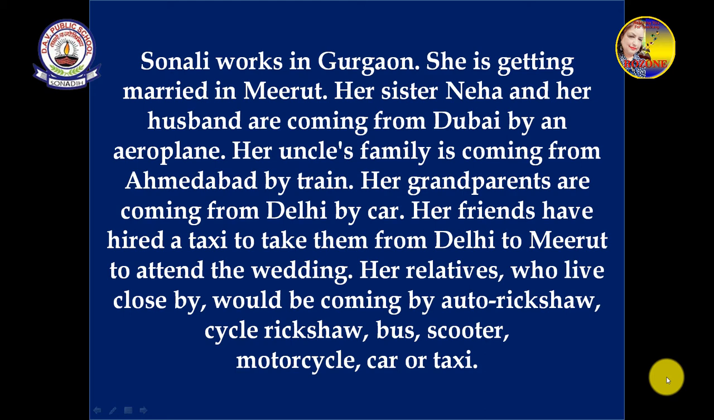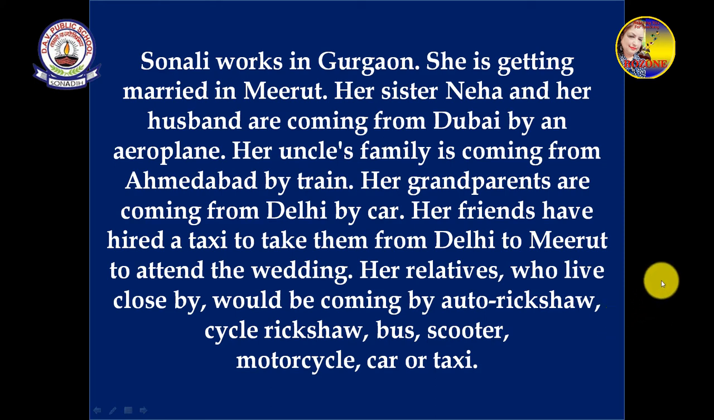So you see all the means of transport that are used for her wedding, for her people coming to her marriage ceremony, you note down all those means of transport. So let's read this part. Sonali works in Gurgaon. Gurgaon is a place in the north near Delhi, and she's working over there. She is getting married in Meerut, but she's not getting married in Gurgaon. In another city, she's getting married in Meerut.